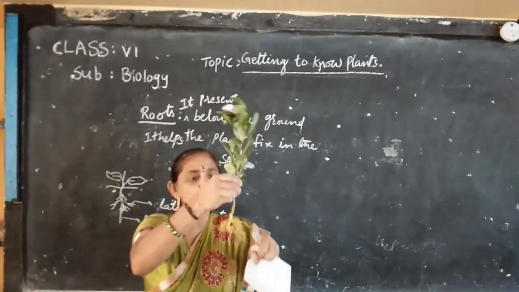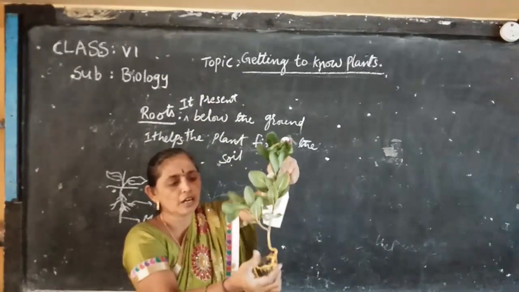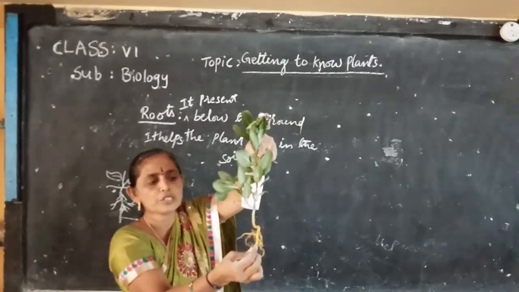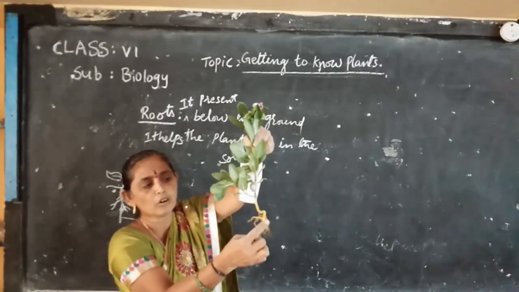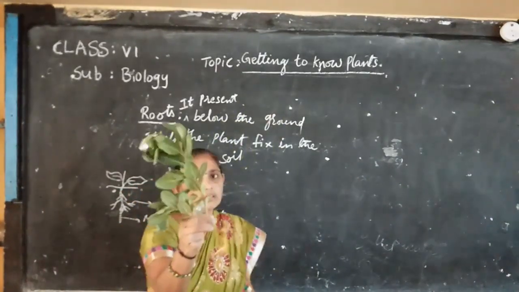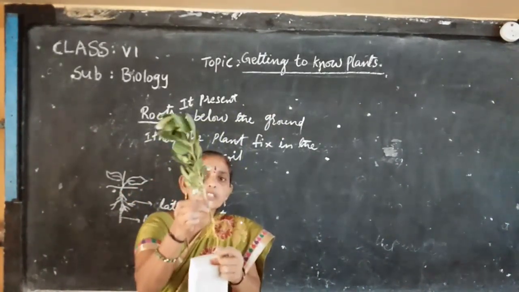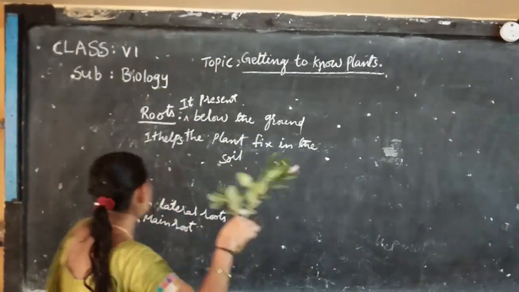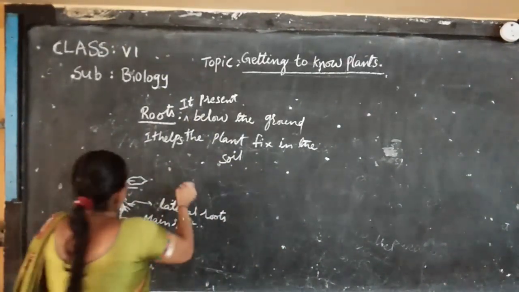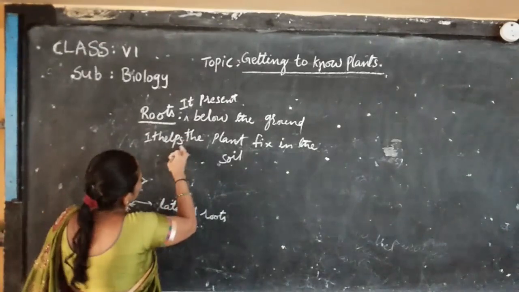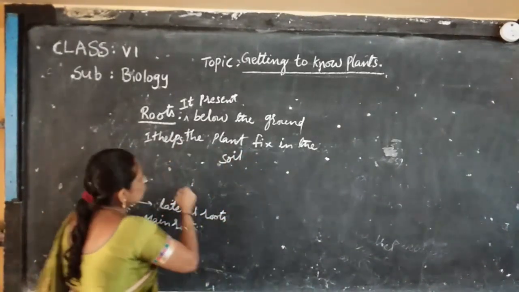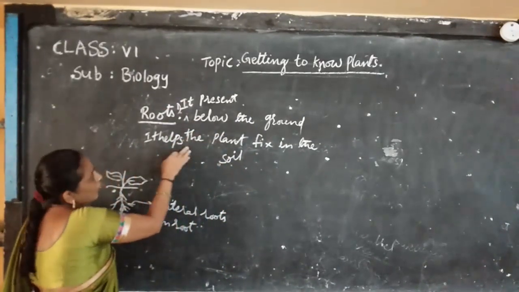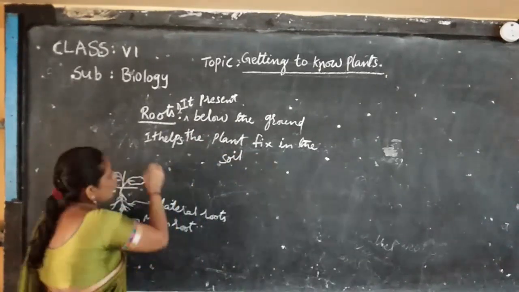The remaining small roots arising from the main root are called lateral roots. This type of root system is called the tap root system. The main function of roots is that they help the plant fix in the soil, below the ground.